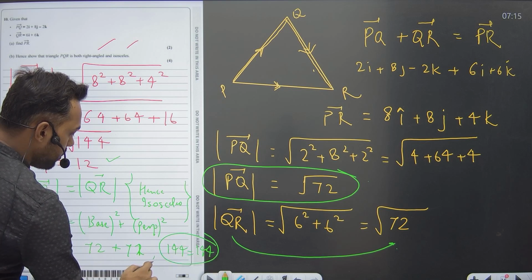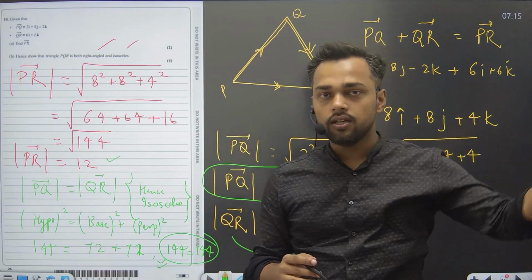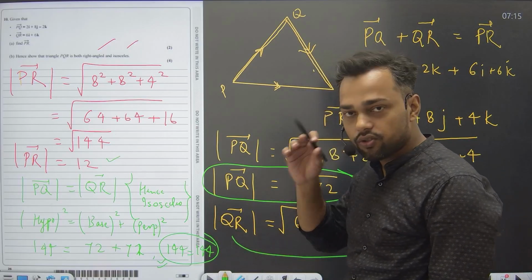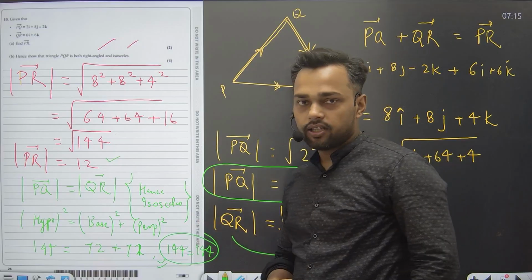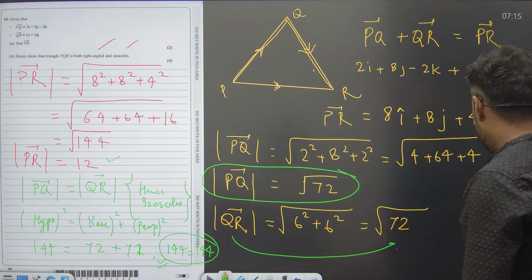So from this we can conclude that this is a right triangle as well, because it is following the Pythagoras theorem. You need to mention the reason here, that it is following the Pythagoras theorem, so it is a right angle triangle. This is how we need to do this problem.